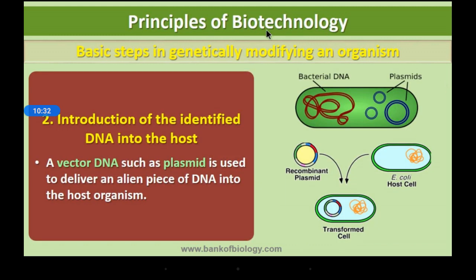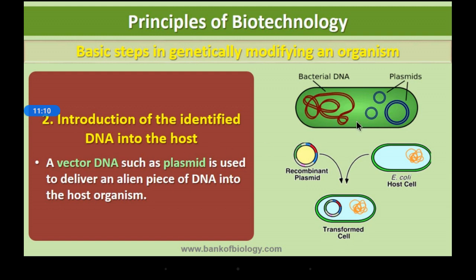And the next step is introduction of the identified DNA into the host. That identified DNA should be introduced into the host. Here you can see an example given also. The vector DNA, such as a plasmid, is used to deliver an alien piece of DNA into the host organism. That means the vector, a plasmid, carries the selected DNA, which helps the selected DNA to be introduced into the host organism.